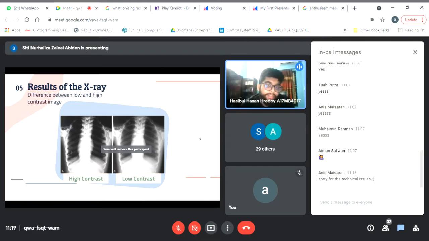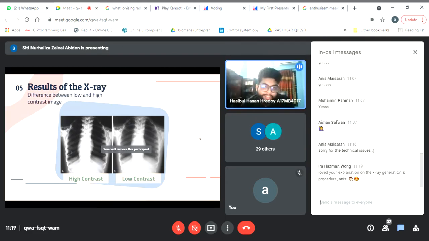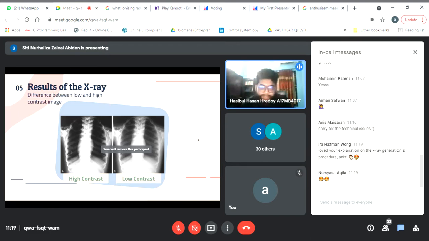So this slide illustrates the difference between the low and high contrast image. You can see the high contrast image on the right and low contrast image on the left. And like my friend explained before, you can see here is the black area, white area. The black area is the air and the white area is the bone. And the other gray area would be fat and the liquid, etc. Next.